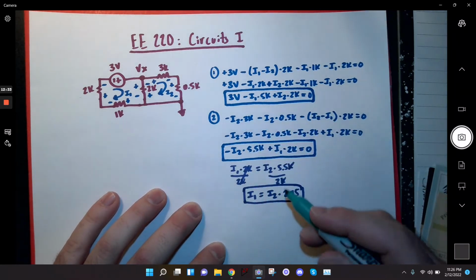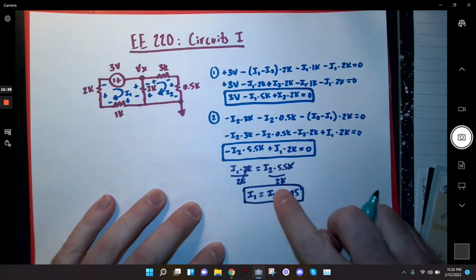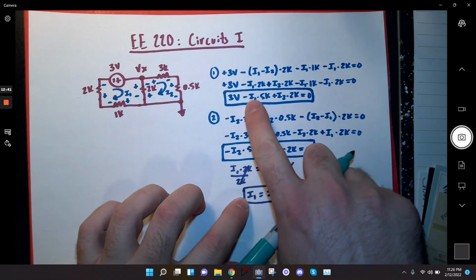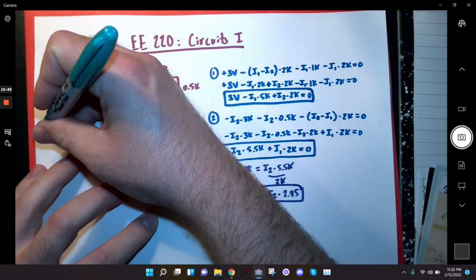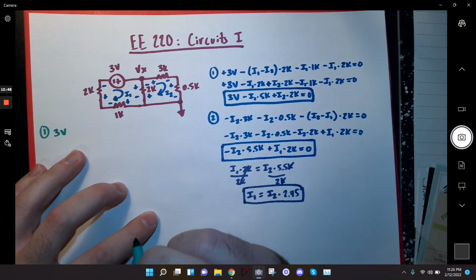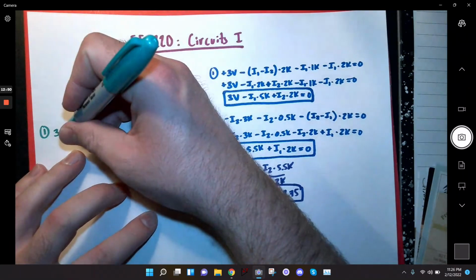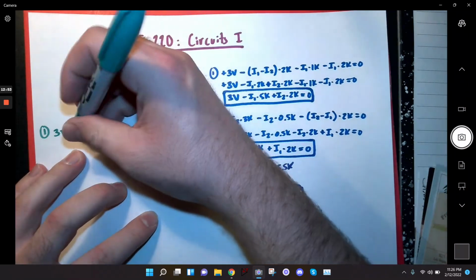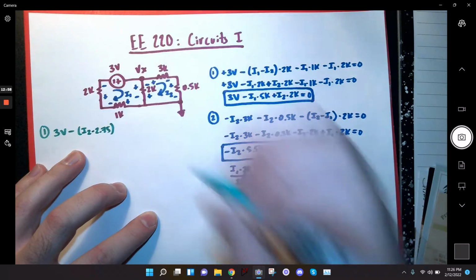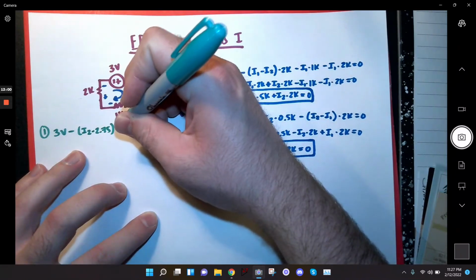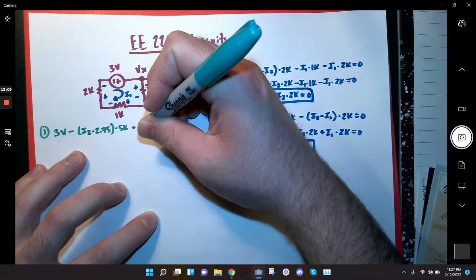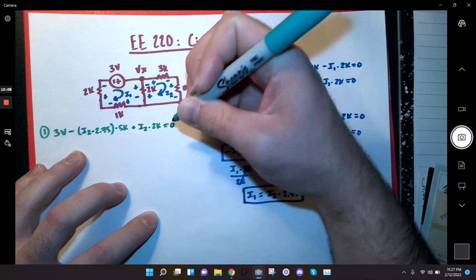Anyways, alright, so let's plug this in. So we've got 3 volts. We're plugging this, I1, which is now in terms of I2, into this equation for I1. So I'll write equation 1 again here. So I've got 3 volts minus I1 times 5k, and my I1 is now I2 times 2.75, and that's now multiplied by 5k, and then plus I2 times 2k equals 0.